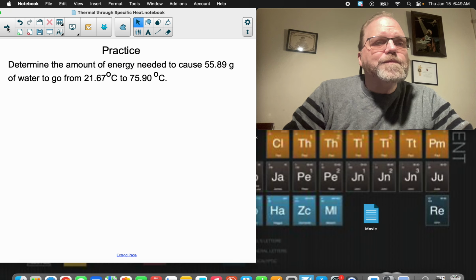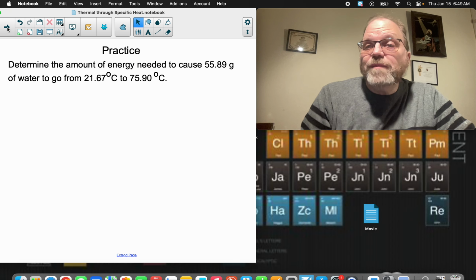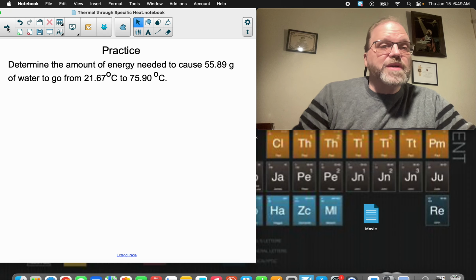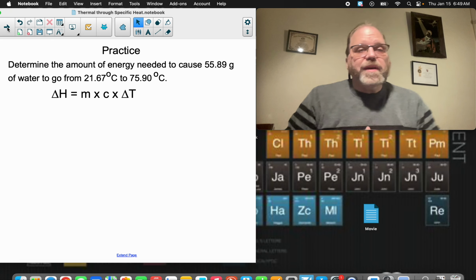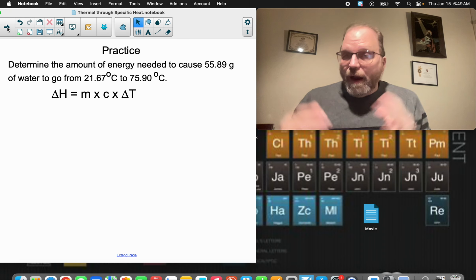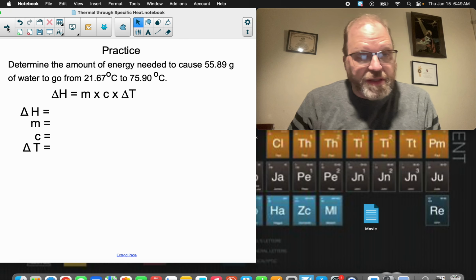Alrighty, now let's do a problem here. Determine the amount of energy needed to cause 55.89 grams of water to go from 21.67 degrees Celsius to 75.90 degrees Celsius. All right, so we need our equation: delta H is equal to M times C times delta T. Our graphic organizer here, so put our values down: delta H, M, C, and delta T.